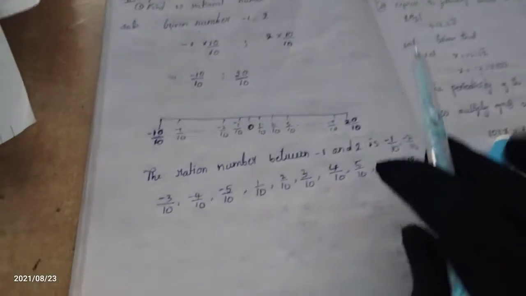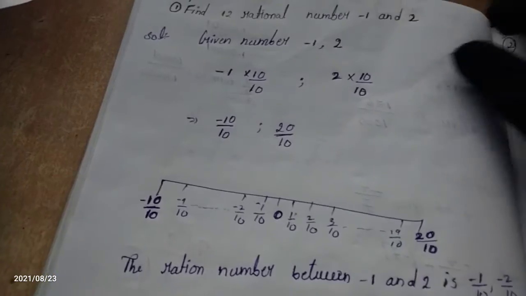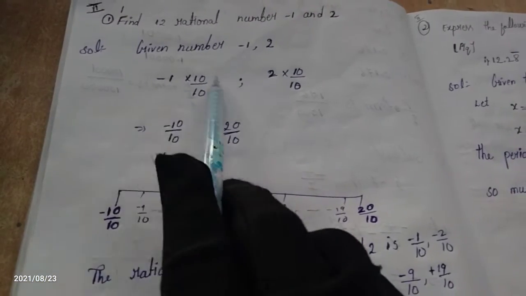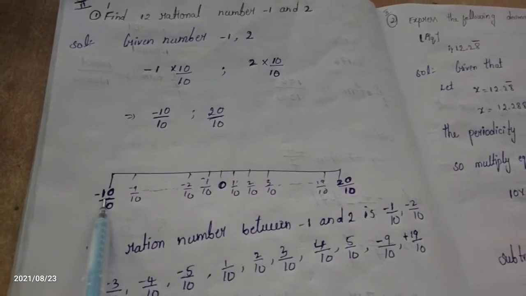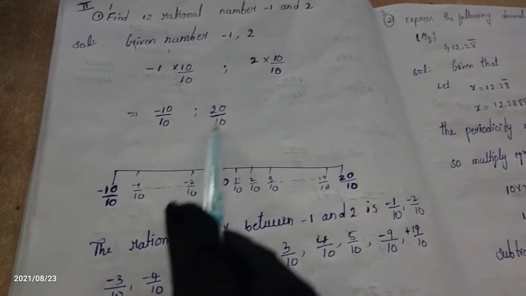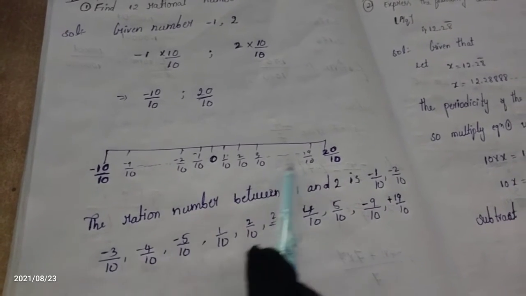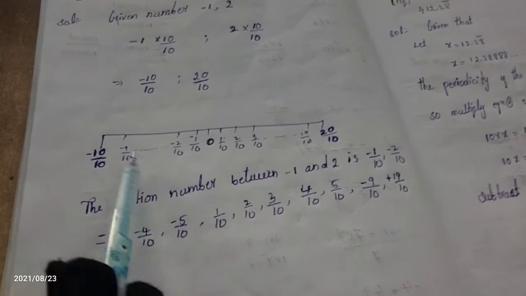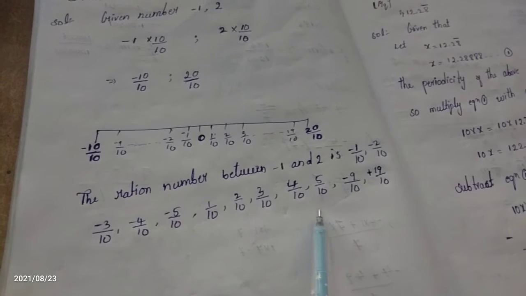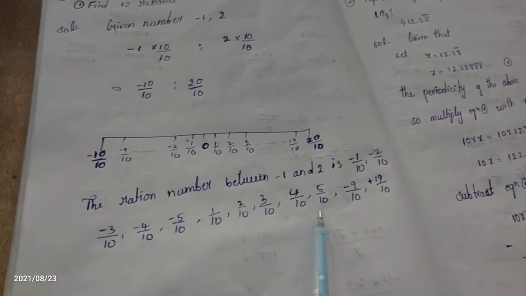This is the process. It is a very simple problem. Just multiply and divide by 10, multiply the numerators, take one value at one end and another at the other end, and take the numbers in between. You can write them easily. Among these numbers you have to choose any 12. Let's see the second one of the second bit.